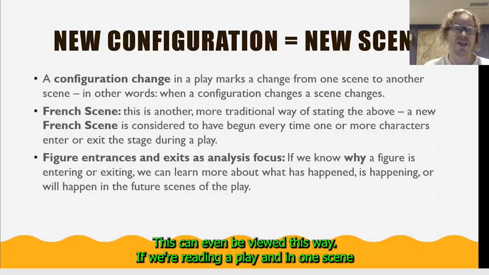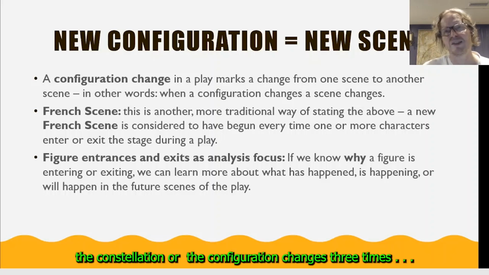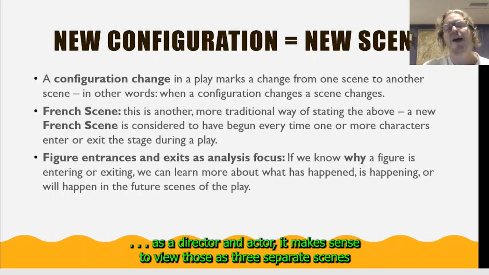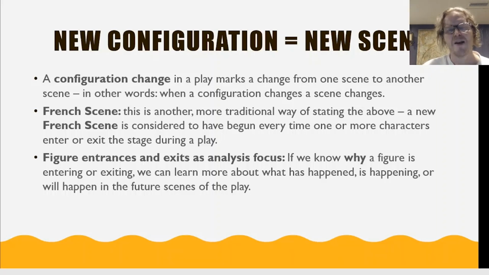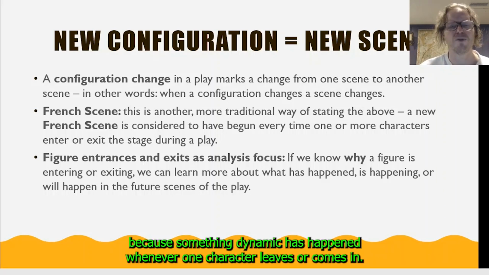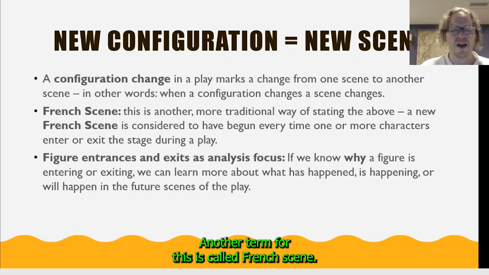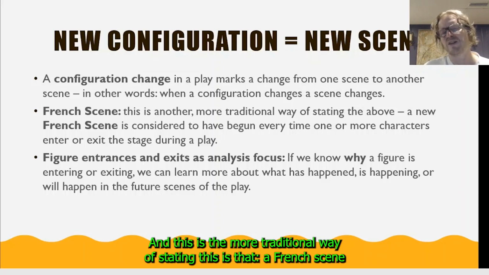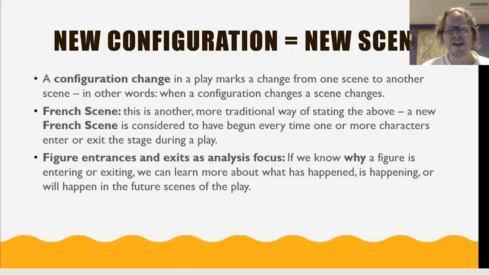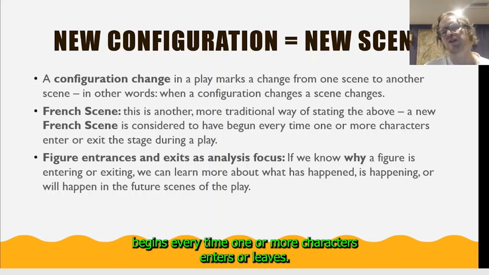This can even be viewed this way if we're reading a play and in one scene the constellation or the configuration changes 3 times. As a director or an actor, it makes sense to view those as 3 separate scenes because something dynamic has happened whenever one character leaves or comes in. Another term for this is French scene, and this is the more traditional way of stating this, that a French scene begins every time one or more characters enters or leaves.